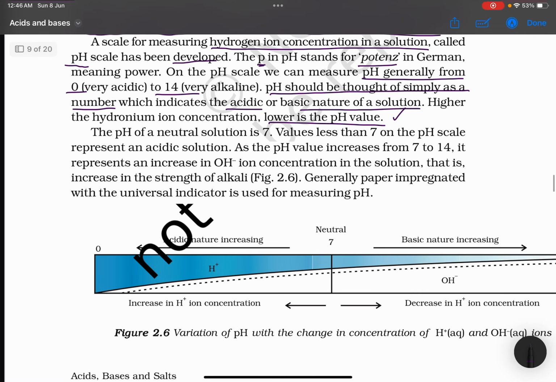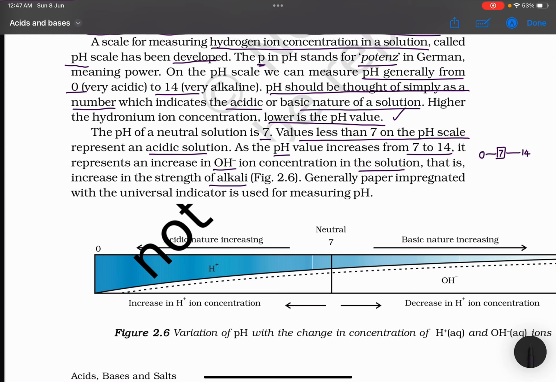Simple. The pH of a neutral solution is 7. Values less than 7 on the pH scale represent an acid solution. As the pH value increases from 7 to 14, it represents an increase in OH minus ion concentration in the solution, that is, an increase in the strength of the alkali. So 0 to 7 is acidic, 7 is neutral, 7 to 14 is basic.